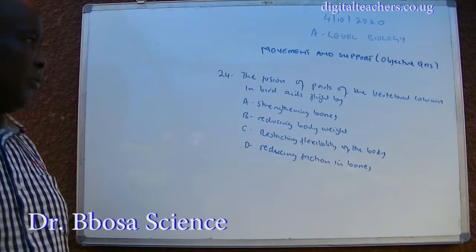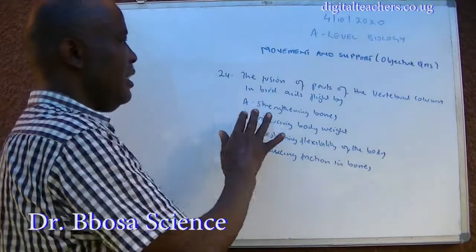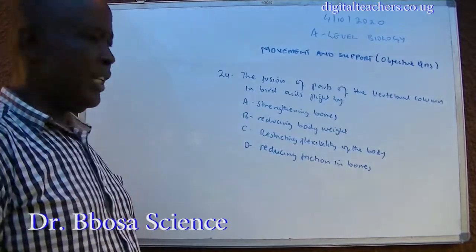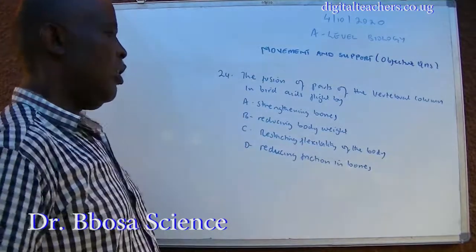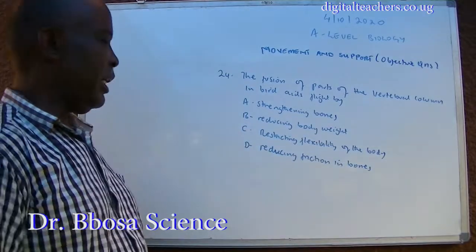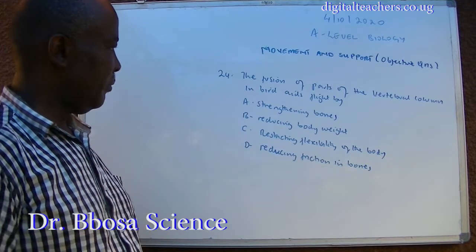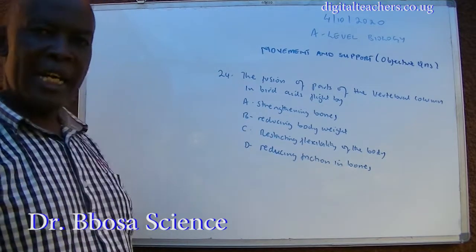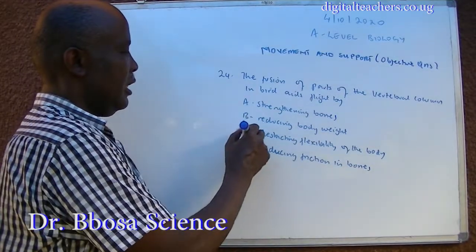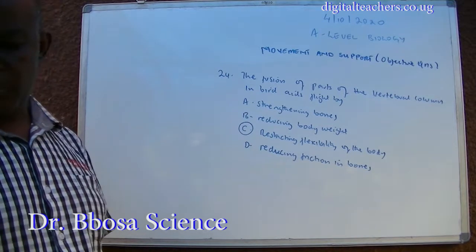Number 24. Fusion of parts of a vertebral column in a bird aids flight by A. Strengthening bones, B. Reducing body weight, C. Restricting flexibility, D. Reducing friction. You can pause and answer. The answer is C. Restricting flexibility of the body.